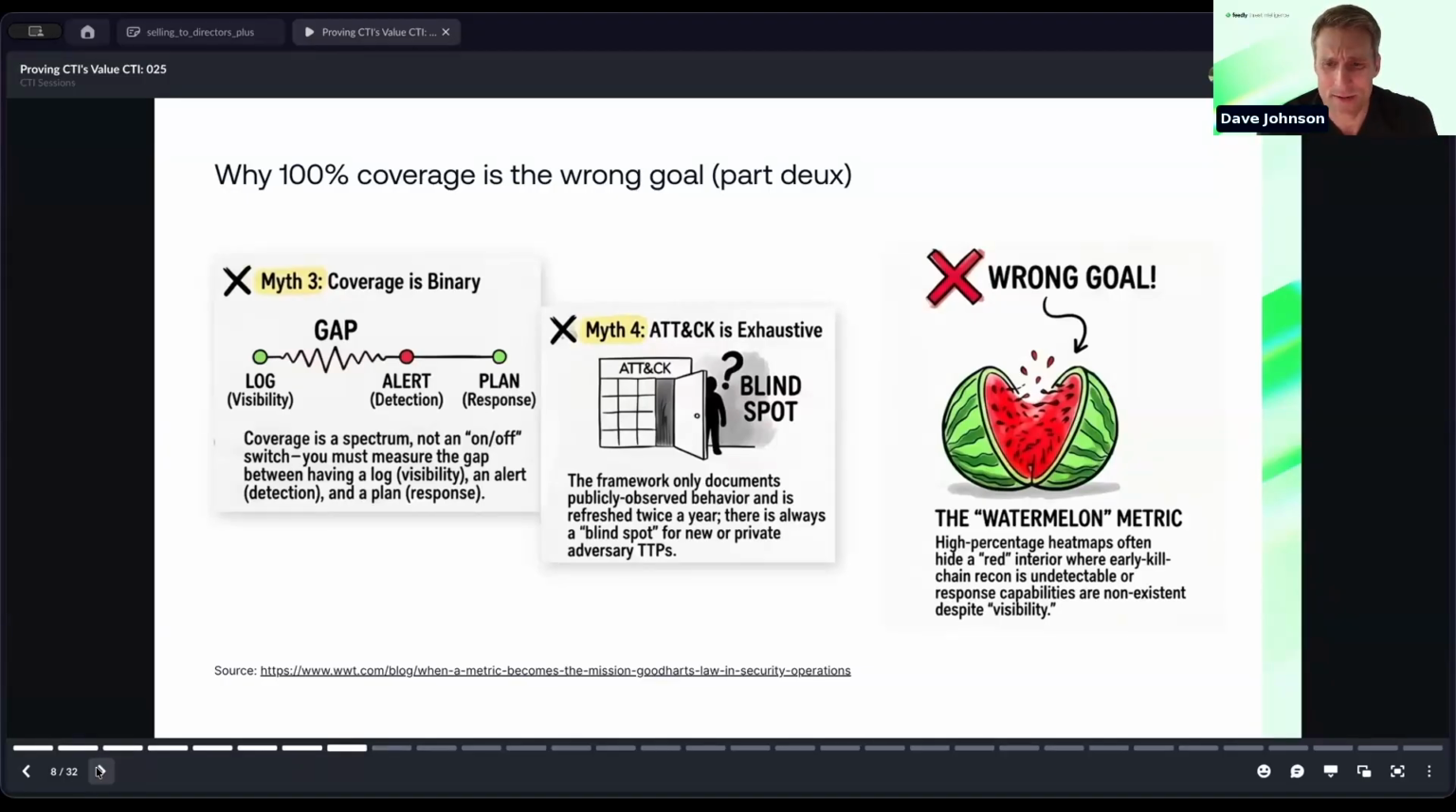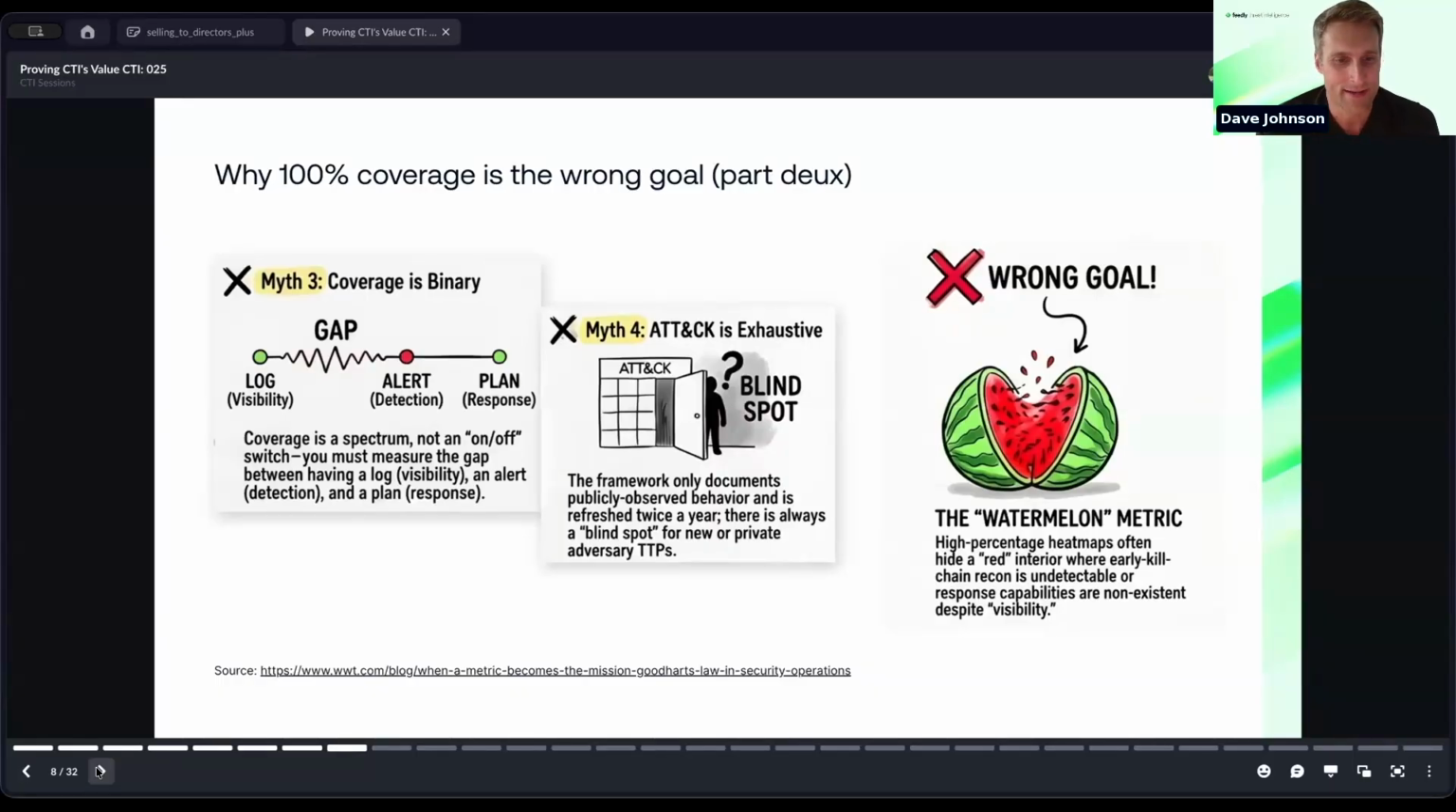So I got this watermelon thing. I also used credits to Google Gemini for some of the artistic expression here, but the watermelon is like, everything looks green on the outside. Your coverage is great, but underneath is this seedy underbelly of red where you're not actually really covering the things you need to. So that's the analogy there.